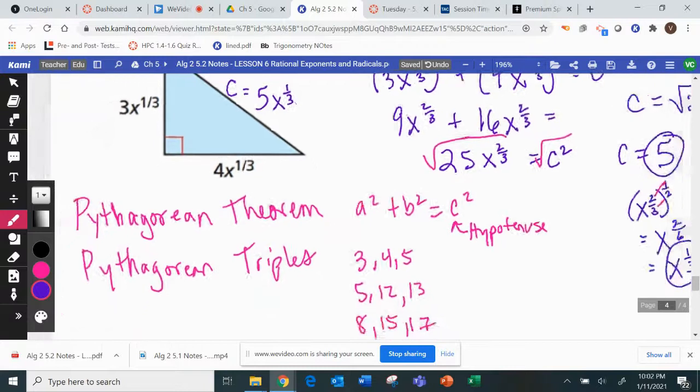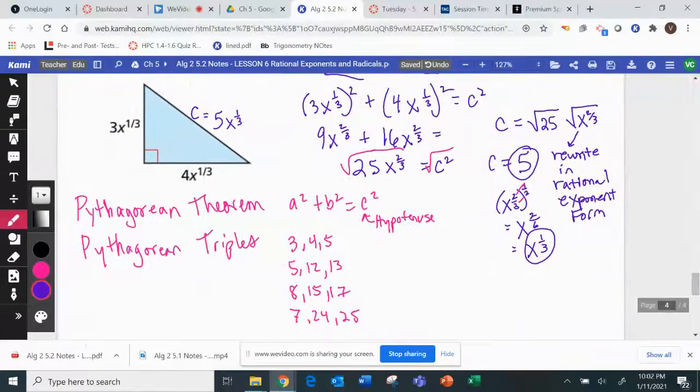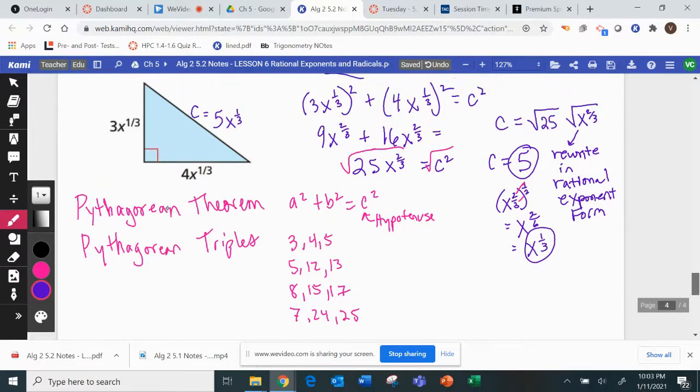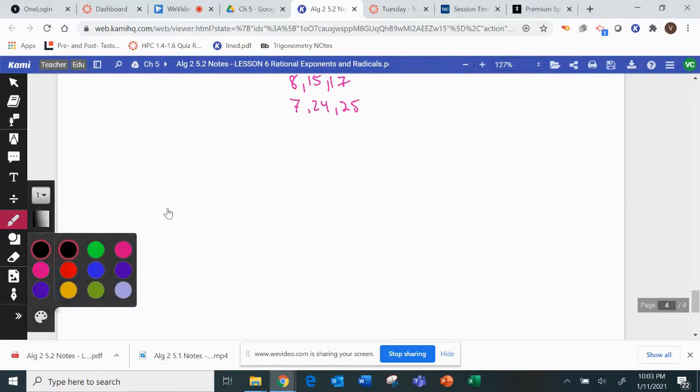So now the other method is if you noticed the 3 and the 4, and they both had x to the 1/3, you could easily just say, well, the third one's going to be 5x to the 1/3, because that is the rule of the triples. Now we have to find the perimeter.